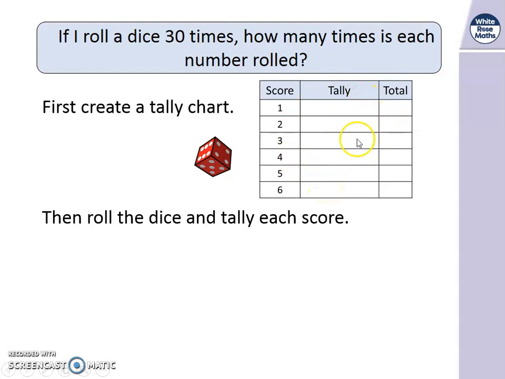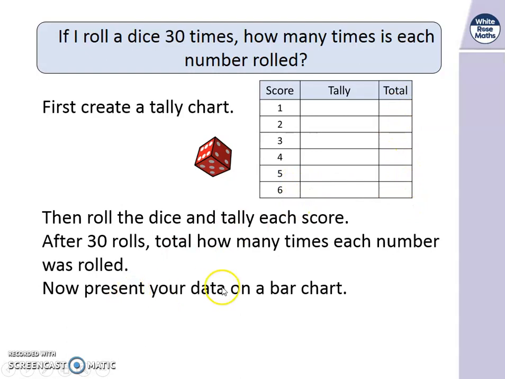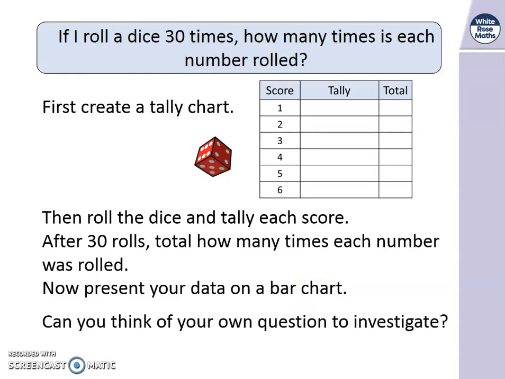Once we have our tally chart, don't forget after 4 you strike through for your 5. After 30 rolls, you total up how many there are in each row, and then present it onto a bar chart in your book. Draw carefully. Can you think of your own question to investigate if you don't have a dice to roll? For example, the number of jumps you can do in each minute.